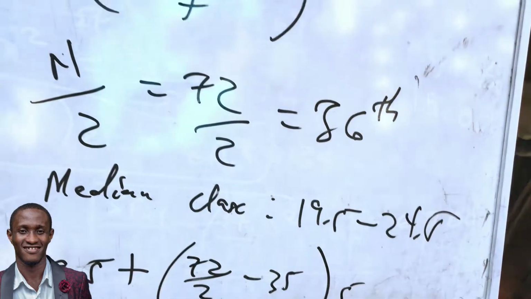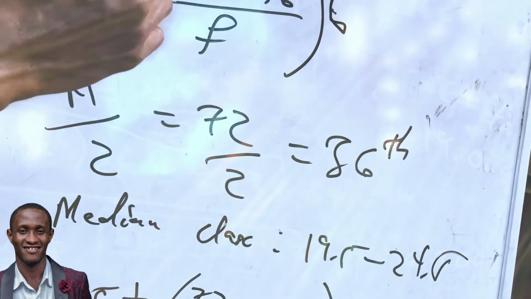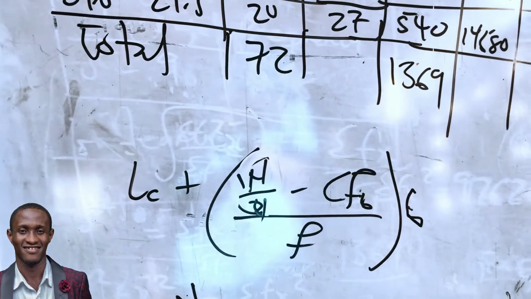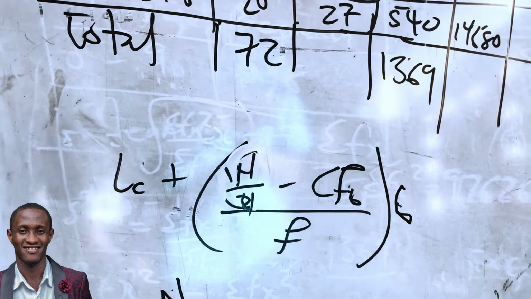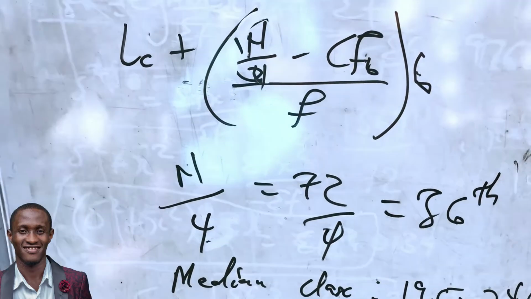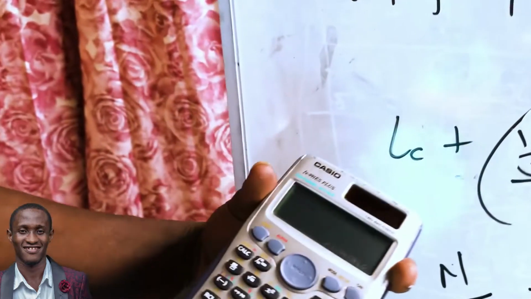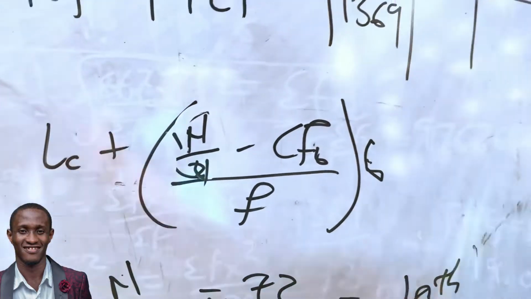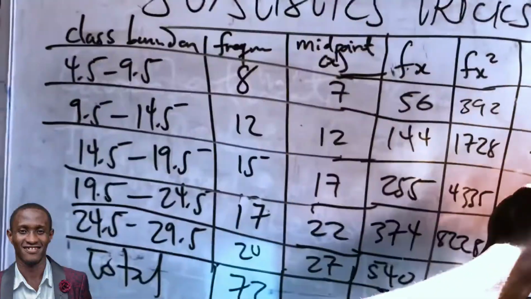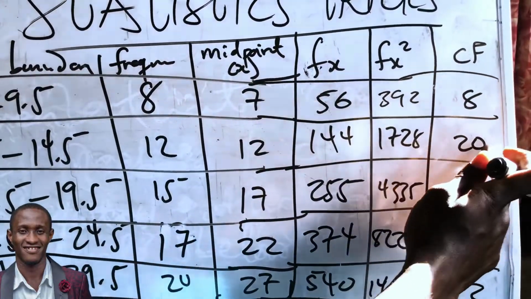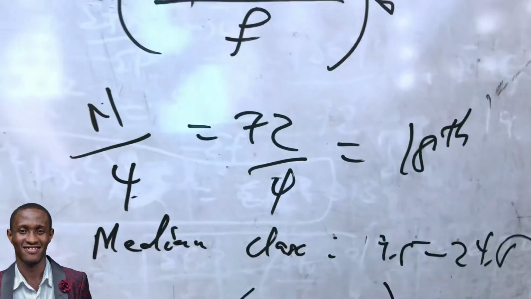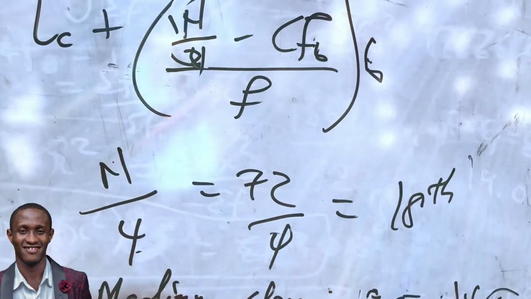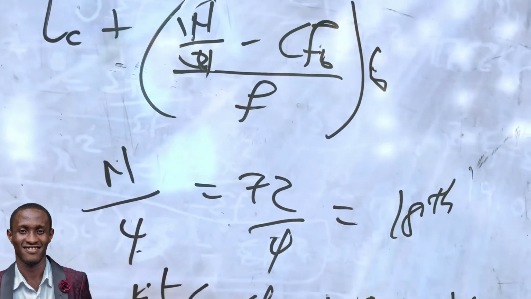If it's the first quartile, you know it to be 1 n over 4. So it means that you are supposed to concentrate here. So n over 4 will be 72 over 4, which gives us 18. So we have the 18th position. So we're going to look for the 18th position. So it will be here, because this is up to the 8th and this is up to the 20th. So the 18th position will be here. So that will be the 9.5 to 14.5 class. Okay, so that will be the first quartile class.